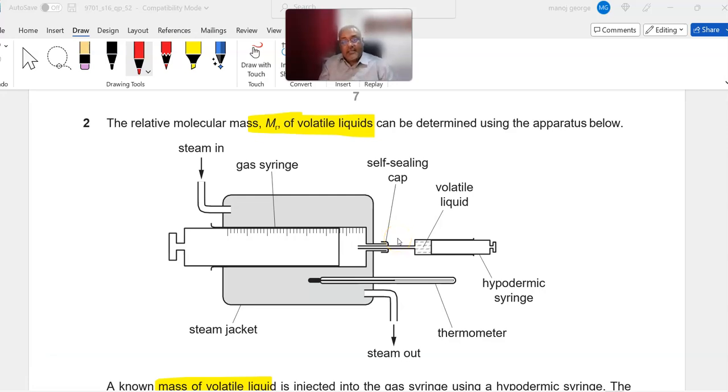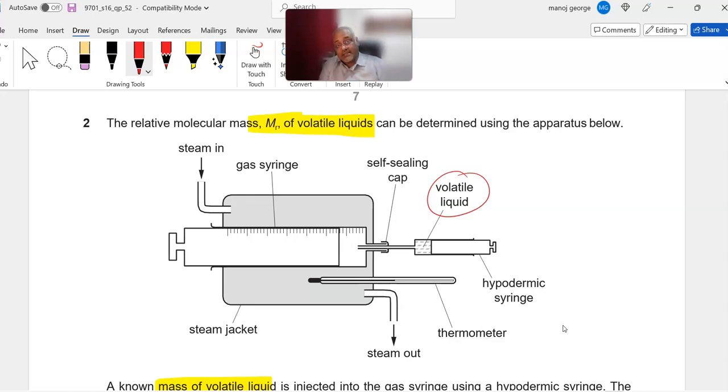Hi guys, so let's have a look at the second question of paper 52 of June 2016. Now this basically talks about evaluation of the data. The question talks about how to find the molecular mass of a particular compound, and the experiment gives all the instructions of what procedure was done. If you notice carefully, there is a volatile liquid here in this syringe, which is then injected into this bigger syringe.